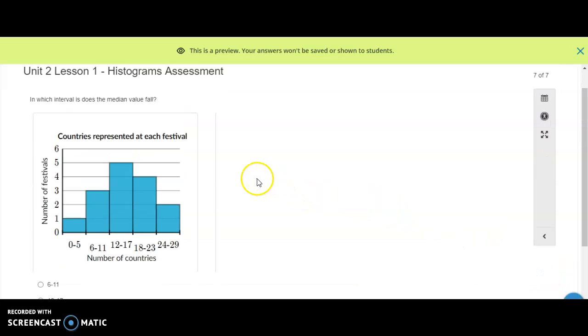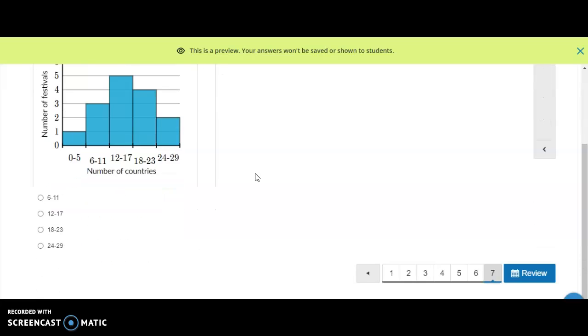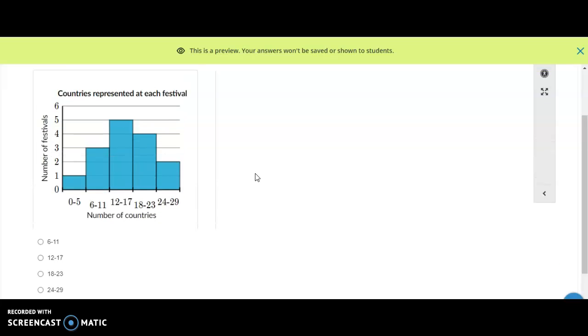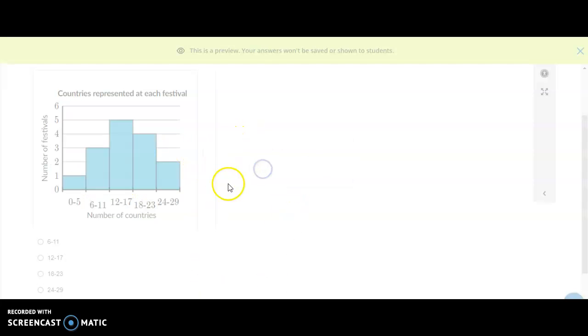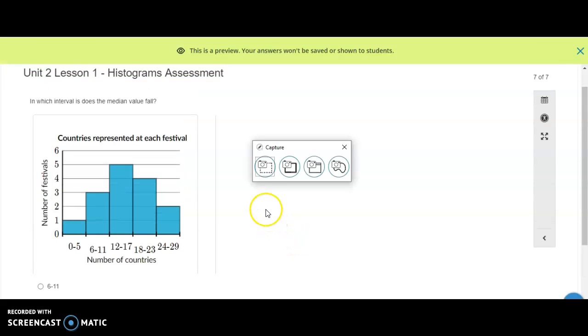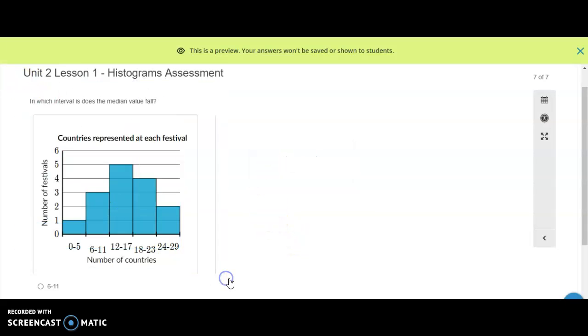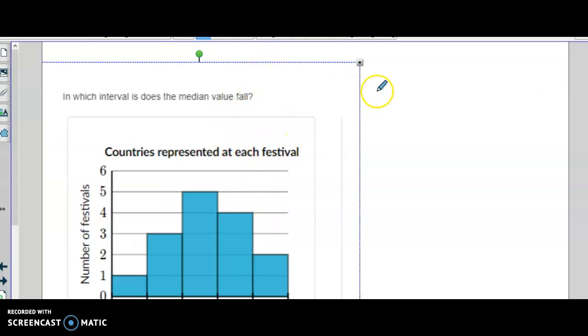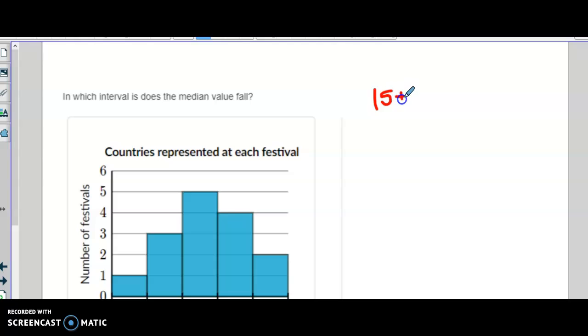Okay. Which interval does the median value fall in? It's going to be the middle. In a symmetric histogram, it really should fall in the middle. But we just said that there were 15 values. So we do 15 plus 1 over 2, right, which is 16 over 2, or 8.